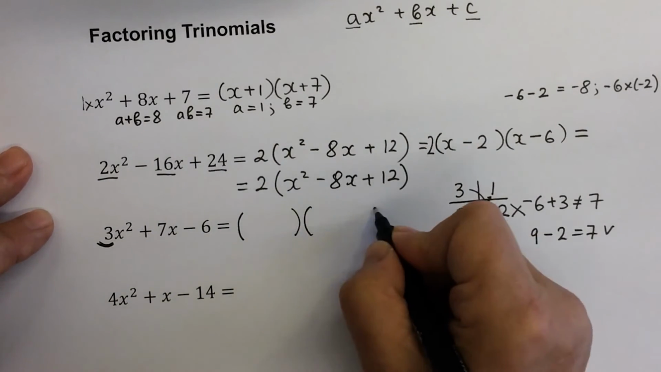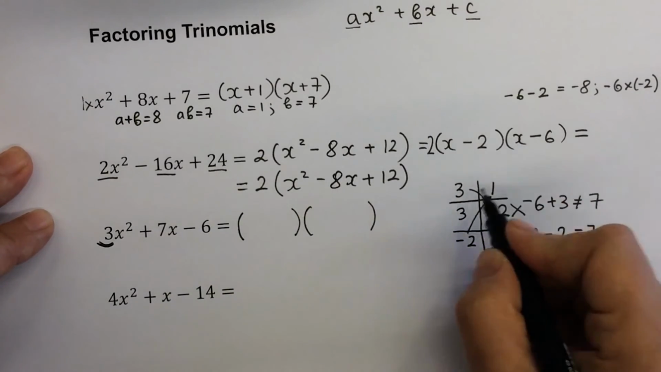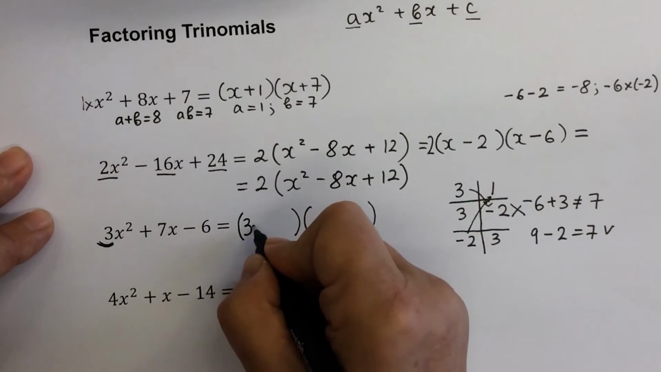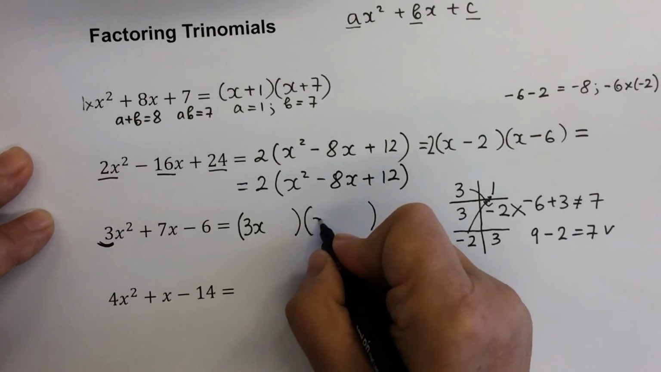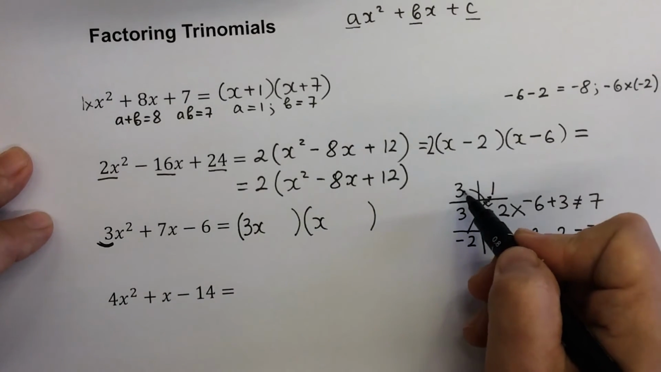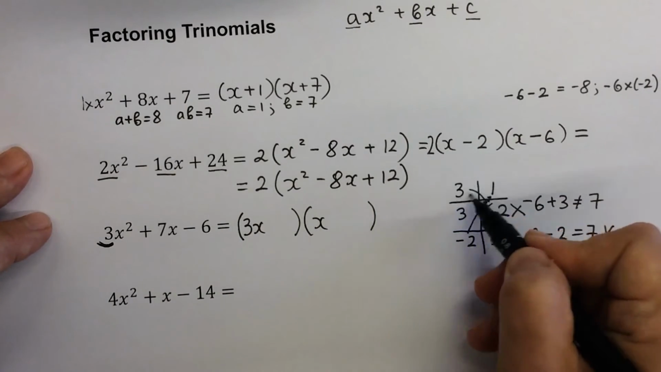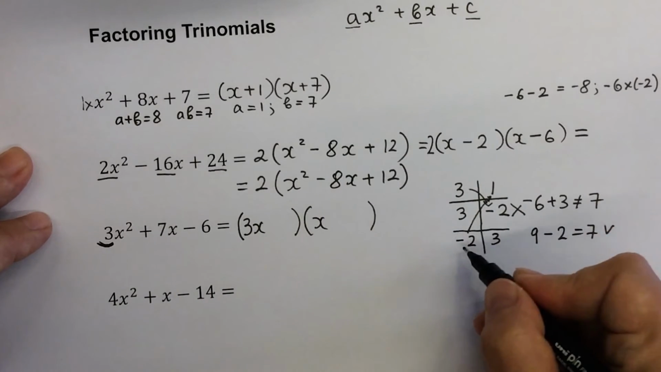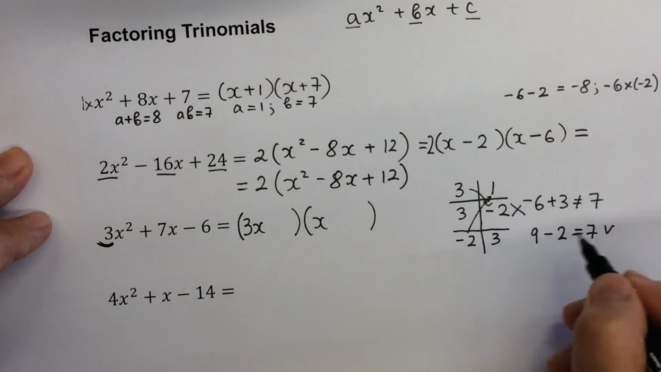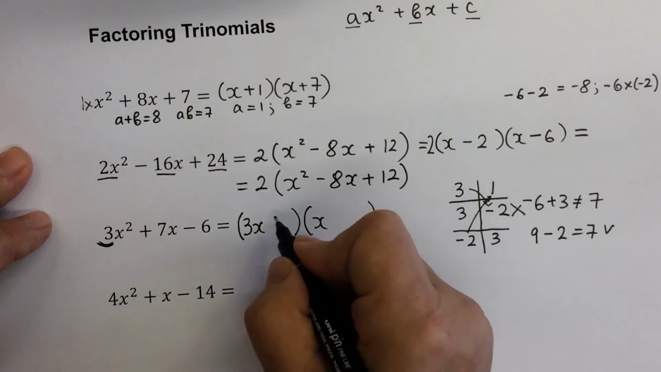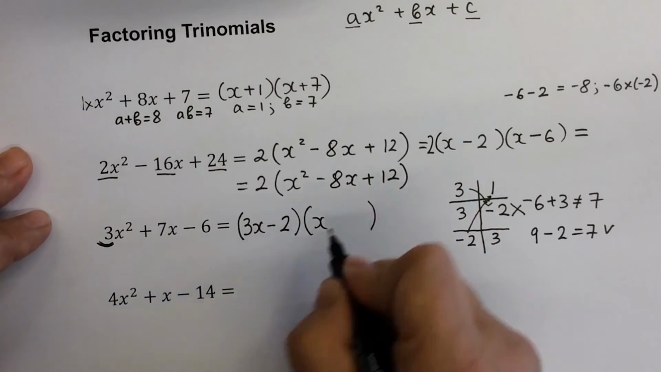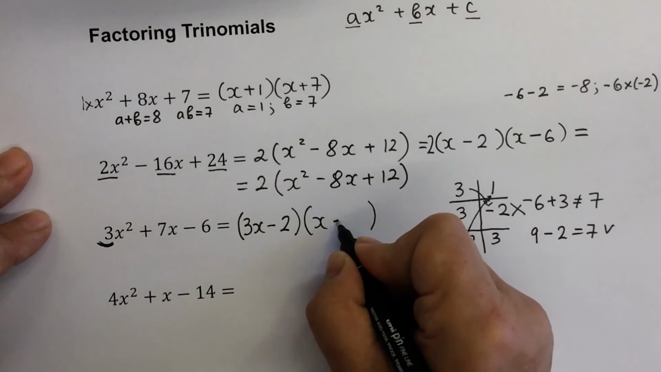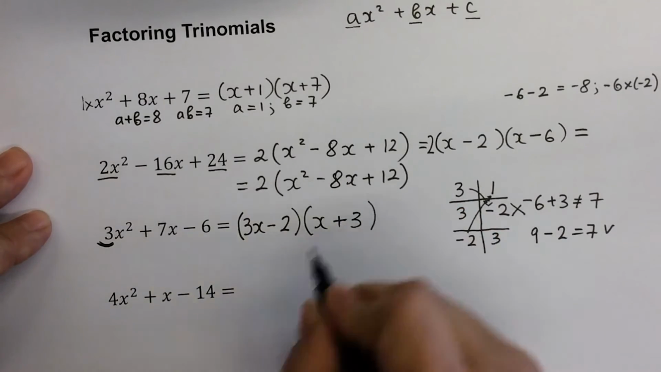So I'll have two brackets here. That's 3 and 1, so I'll write here 3x, and here would be just x, so the coefficients according to the top row. And then whatever numbers I end up fixing in my bottom row, which fit, I will put here. So that would be minus 2 and that would be plus 3.